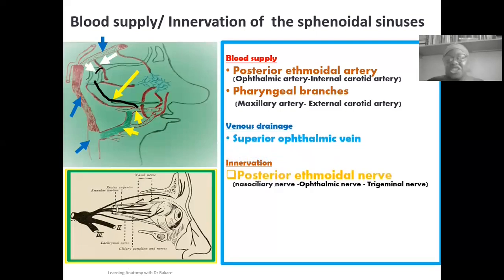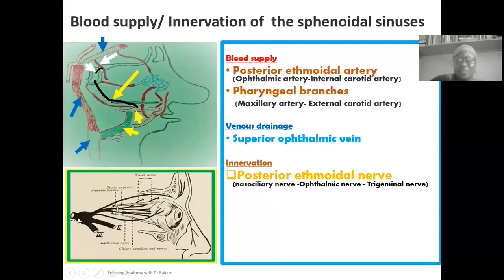For the innervation, it is innervated by the posterior ethmoidal nerve. The posterior ethmoidal nerve is a branch of the nasociliary nerve. We've highlighted this in our innervation lecture of the nasal cavity. If not, check that lecture up. It's a part 3 lecture on the nasal cavity. Please kindly go and check that lecture up to understand the emergence of the posterior ethmoidal nerve.